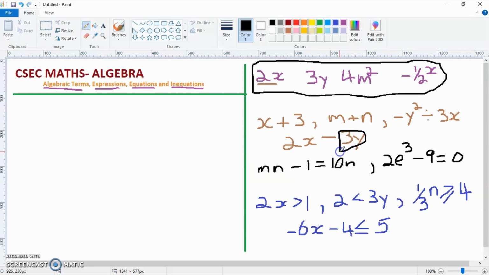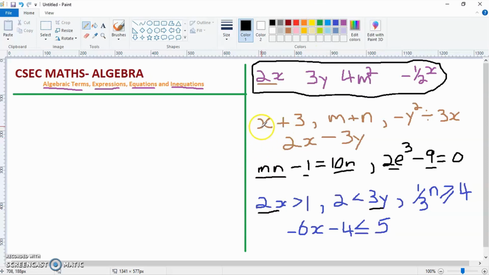So algebraic terms stand alone. We have another one here, 10n, 2e cubed. All these are terms. 9, 1, all these are algebraic terms, and they are called algebraic terms because they are either separated from other terms by an addition or a subtraction sign.